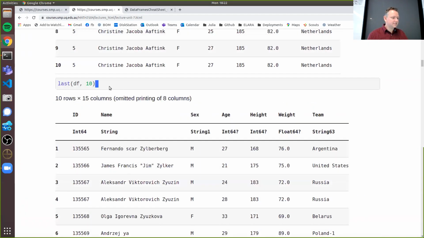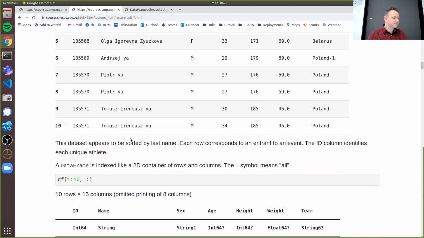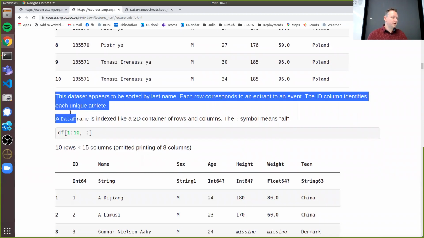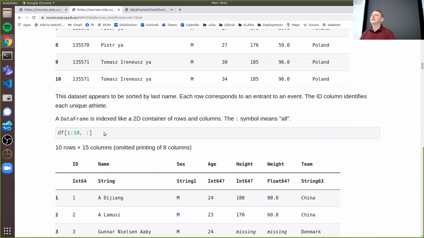So there's a last function, which helps you see the end of the data frame. Or you can index it. A data frame is like a table, a two-dimensional structure. It has columns and rows. So you can index the set of rows you want, the set of columns you want. And in Julia and Python, the colon here means get everything, get all the columns, or get all the rows.